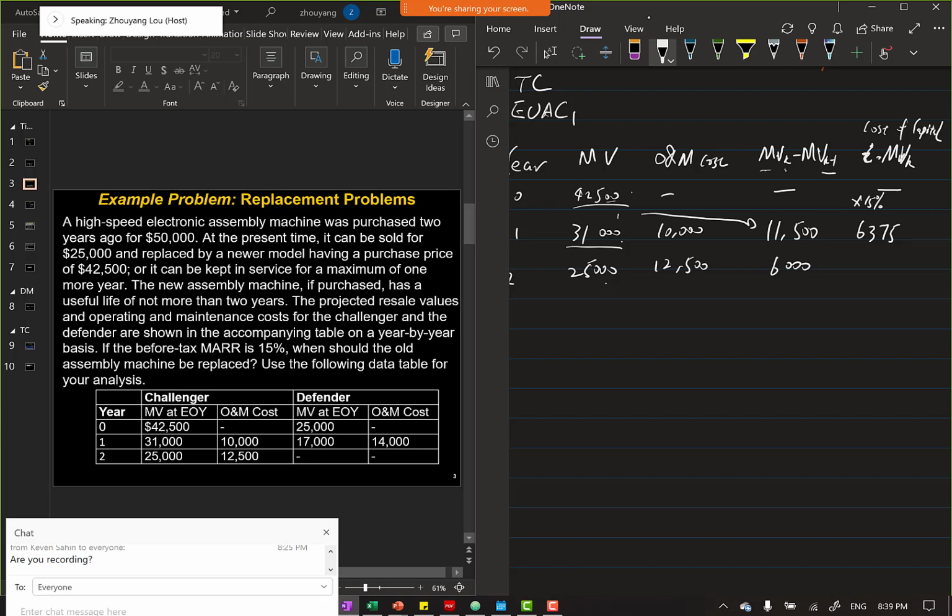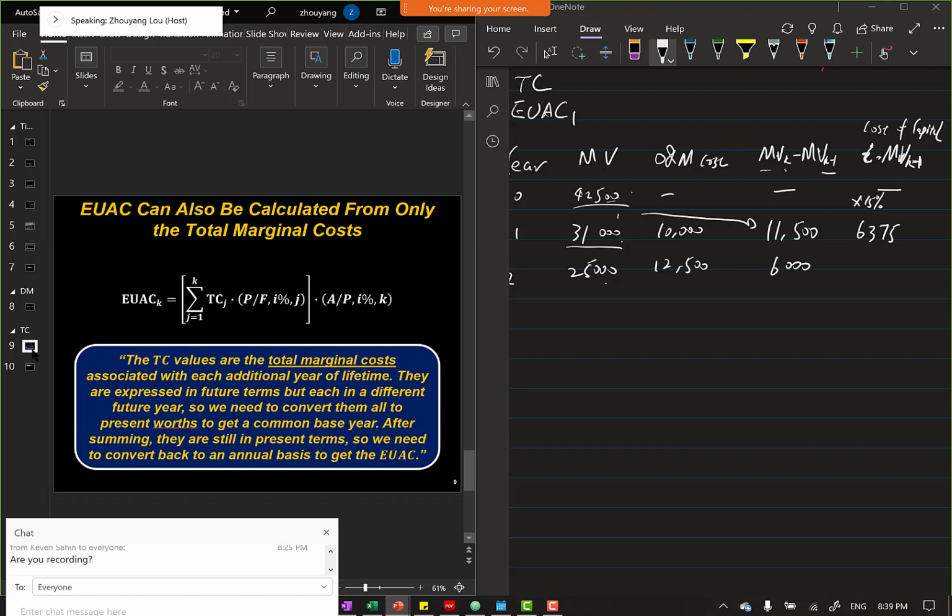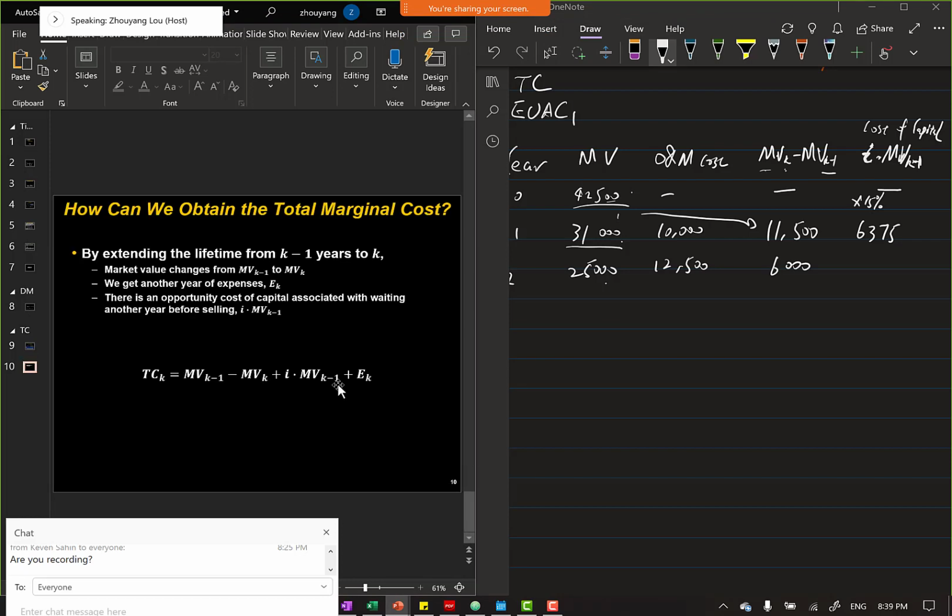And I think I made a mistake there. That should be market value at K minus 1. Yeah, we can go back to that. So in the formula we have seen, it's the interest rate times the market value at year K minus 1. And for this one here, we still use that, but this is 31,000 times 15%. We should have 6,450.